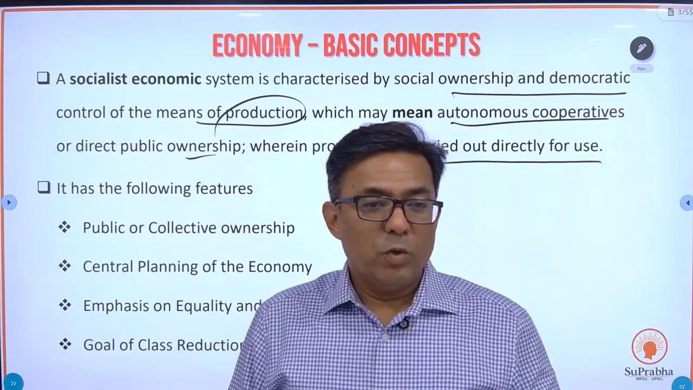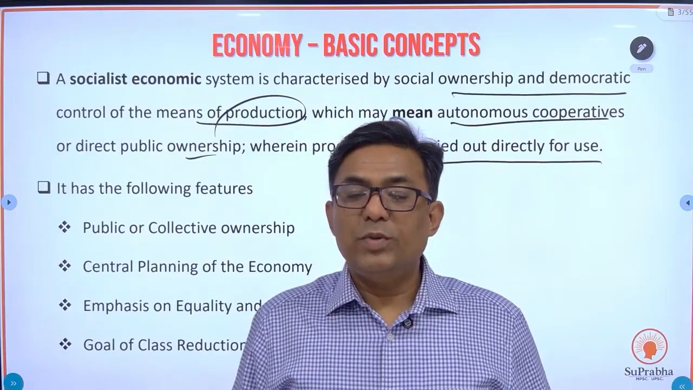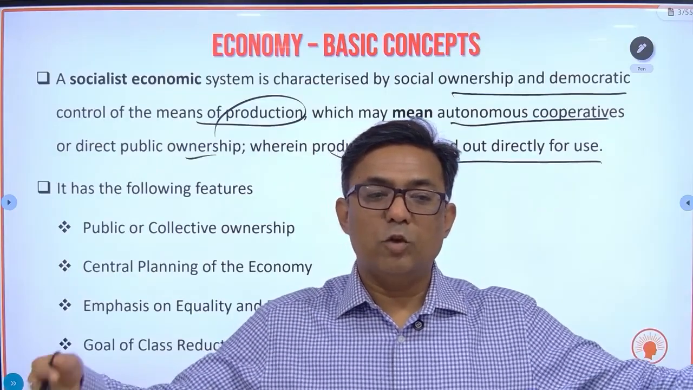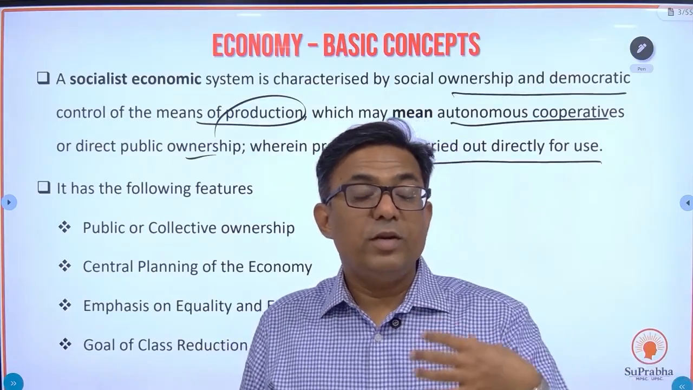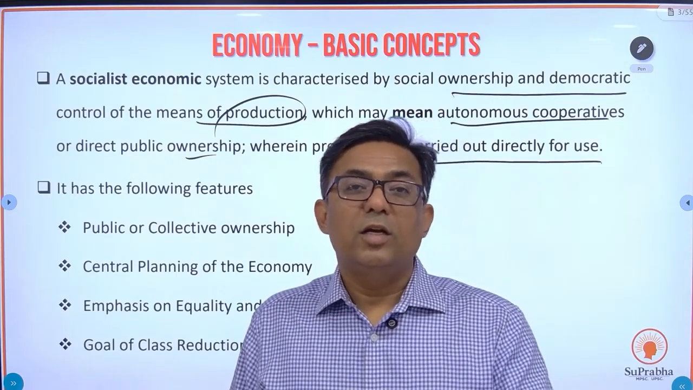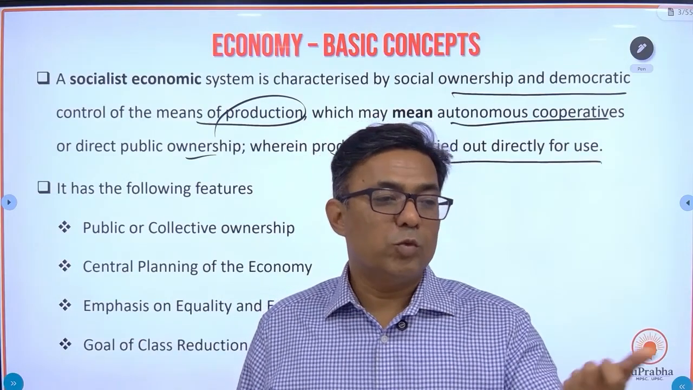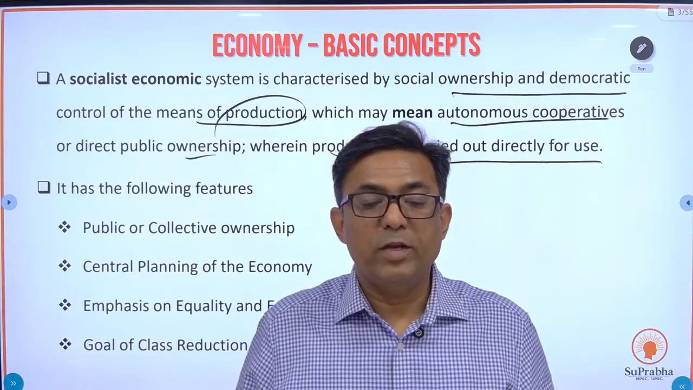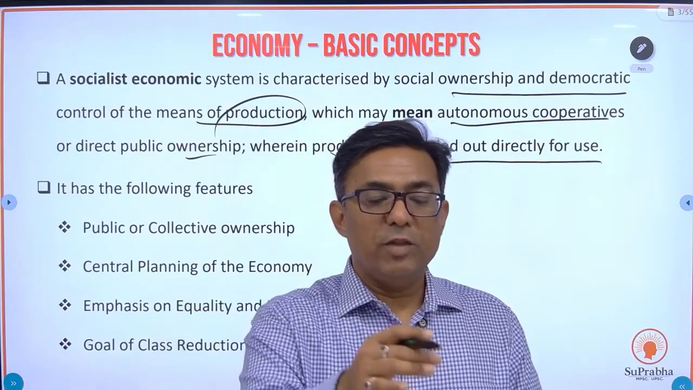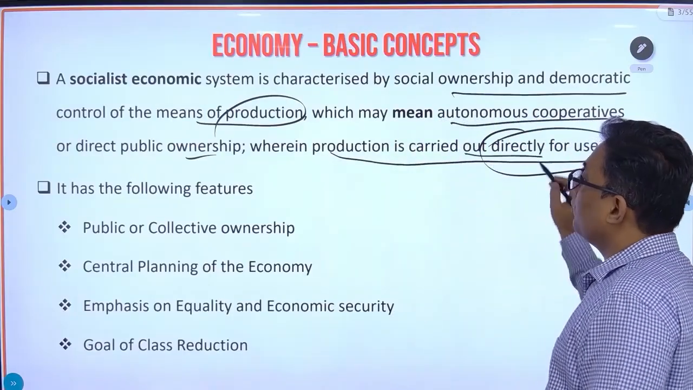Suppose this is a class, and this class is a country, and it's a socialist economy. So what will the government do? How many students are there? 50 students. So this economy has a population size of 50. Government will then produce only for consumption. So 50 people, what do they need? They will need something like 100 to 200 shirts. So 100 or 200 shirts will be manufactured, and they will be distributed. What else do they need? They need some 200 notebooks. So only 200 notebooks will be manufactured, and they will be distributed. So it is not for profit. The production is directly for use.